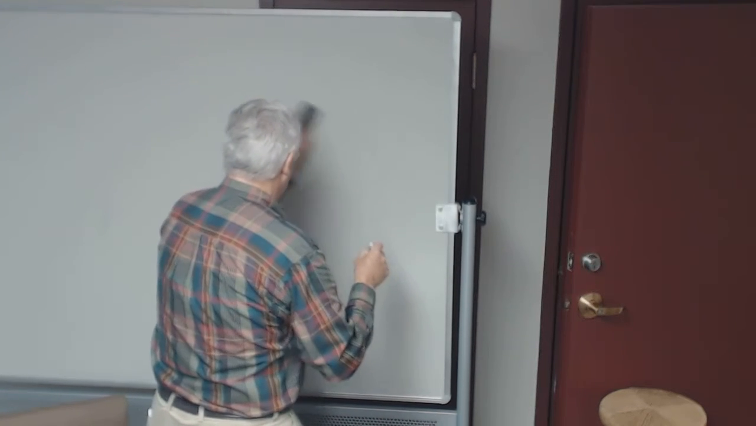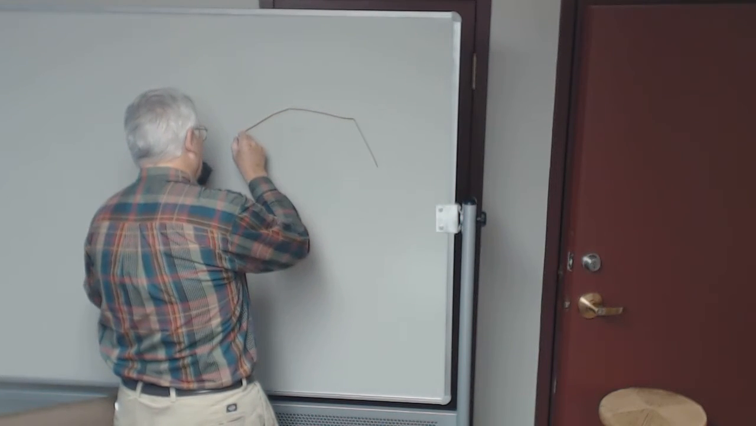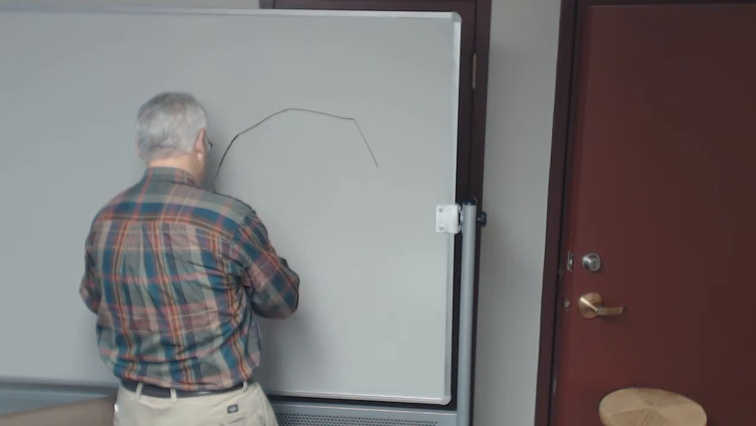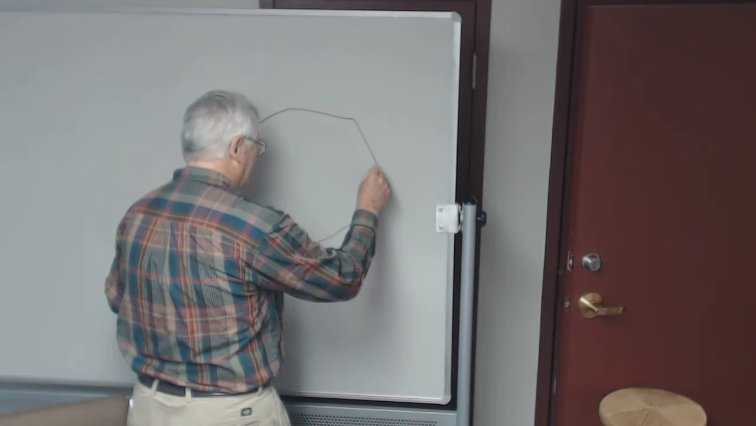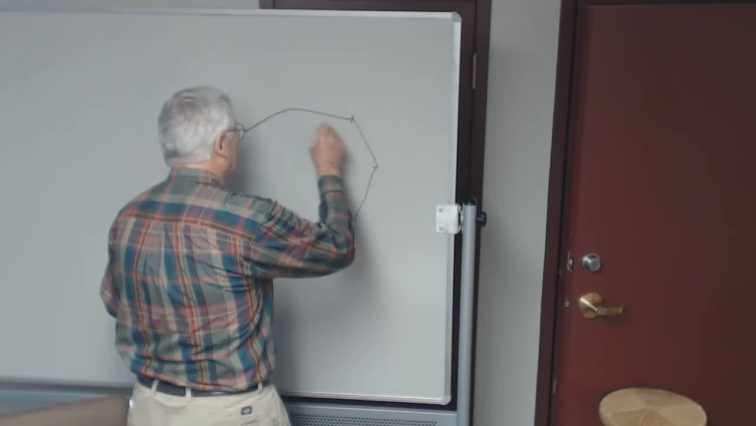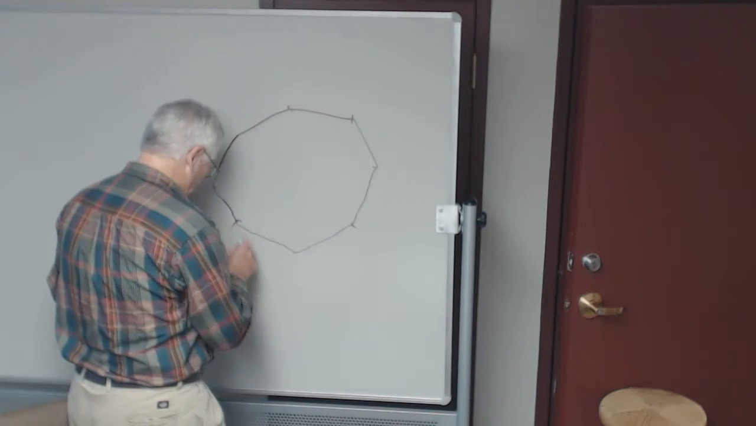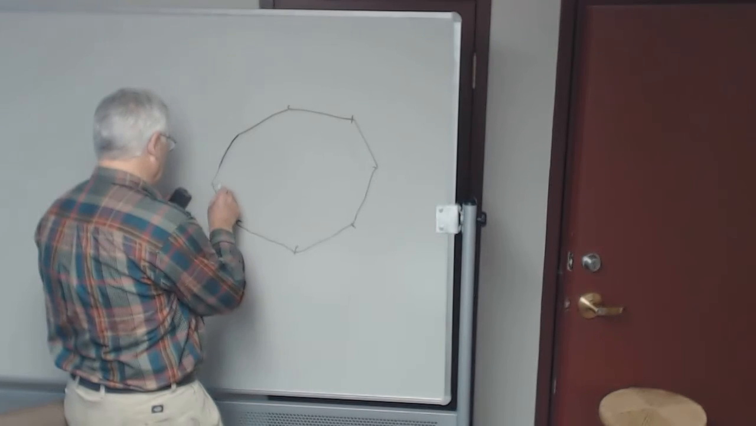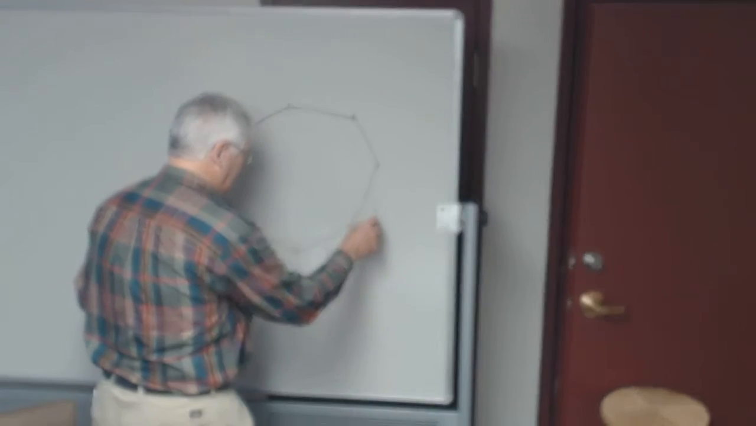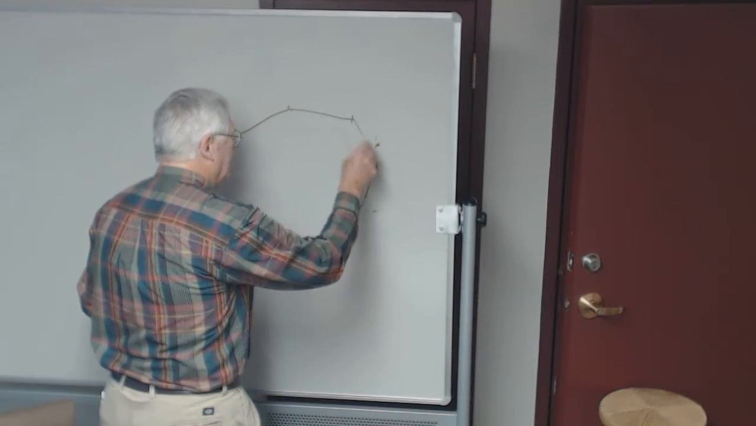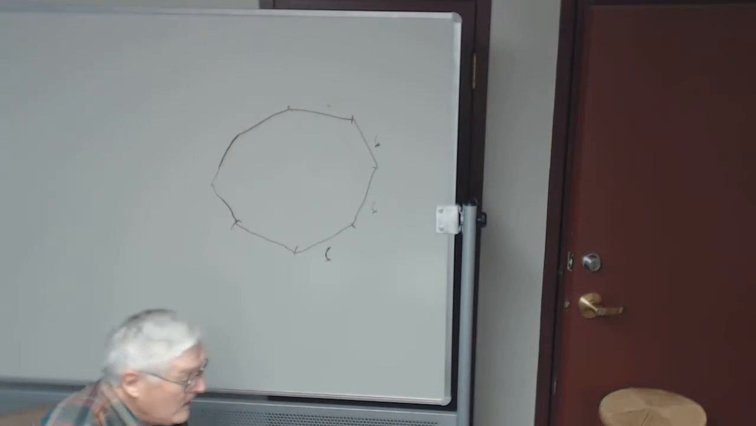Let's try to do a better job of that. 1, 2, 3, 4, 5, 6, 7, 8. We have 8 sides. 1, 2, 3, 4, 5, 6, 7, 8. And they're each 6 inches long. So what does that mean? The perimeter would be 6 times 8, 48.